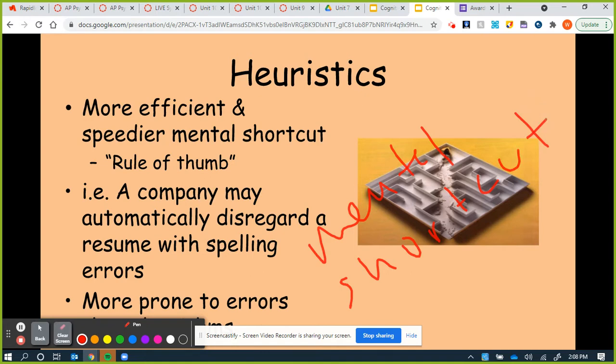Like the example I have on there, if a company says, if a resume has spelling errors on it, we automatically throw it away. That's probably going to work most of the time because you don't want somebody working for you who isn't diligent and that sort of stuff. But maybe they're dyslexic but incredibly creative. So most of the time, a rule of thumb is going to work. Some of the time it is not, and we'll talk about where these can become problematic.